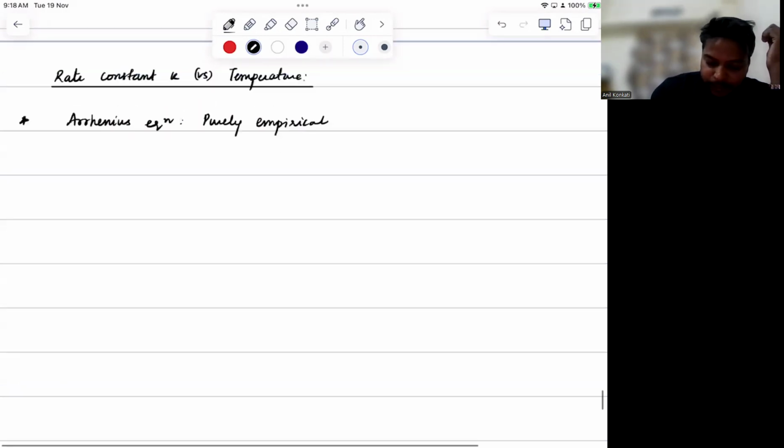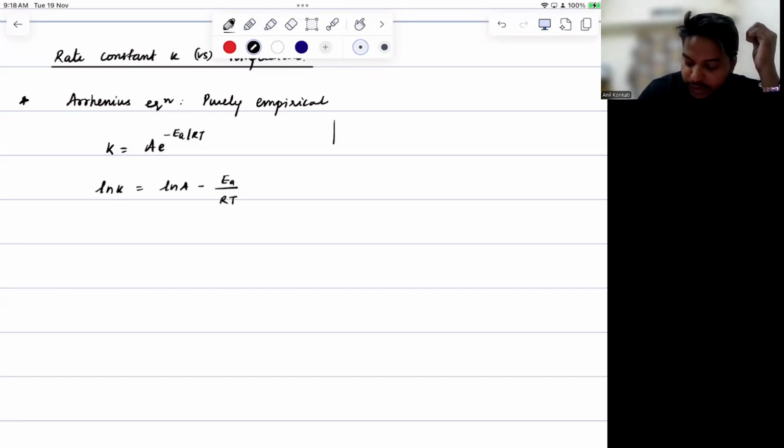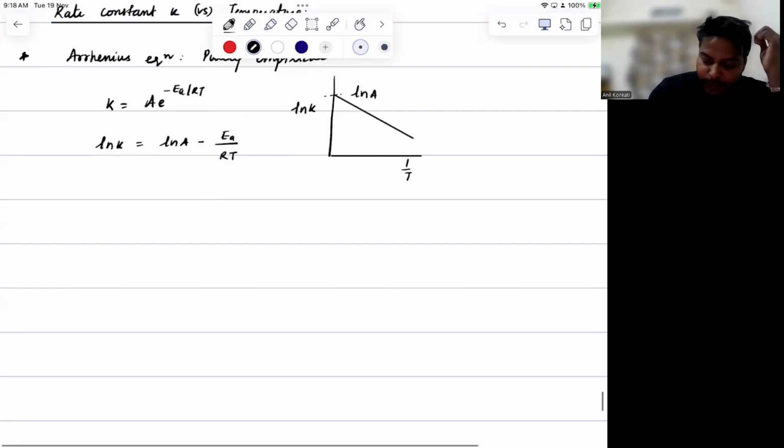Correct. What he identified is this: K is equal to A e raised to the power of minus EA by RT. This is what has been identified. And if I write ln K is equal to ln A minus EA by RT, so you can see it is an equation of a straight line when you plot it between ln K versus 1 by T. Okay, with a negative slope like this. Got it? And here is your maximum value, which is ln A.